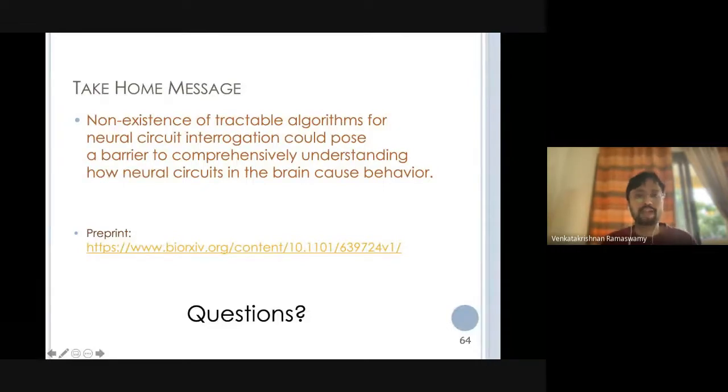The non-existence of tractable algorithms for neural circuit interrogation could pose a barrier to comprehensively understanding how neural circuits in the brain cause behavior. And here is a preprint of this work as well.